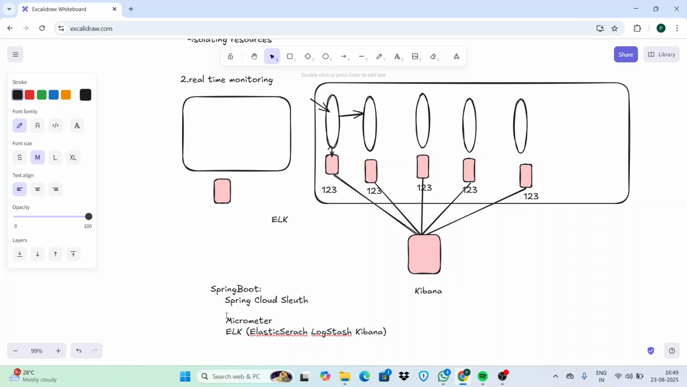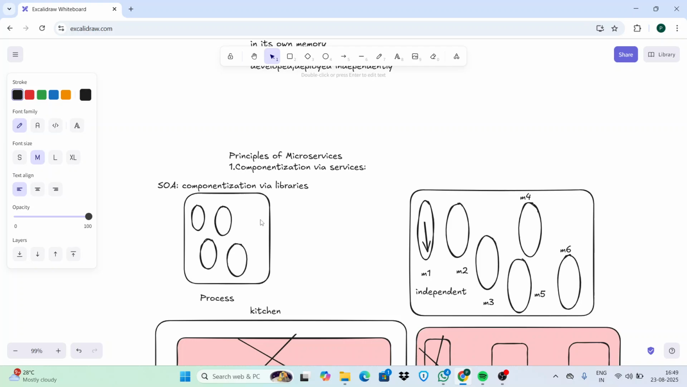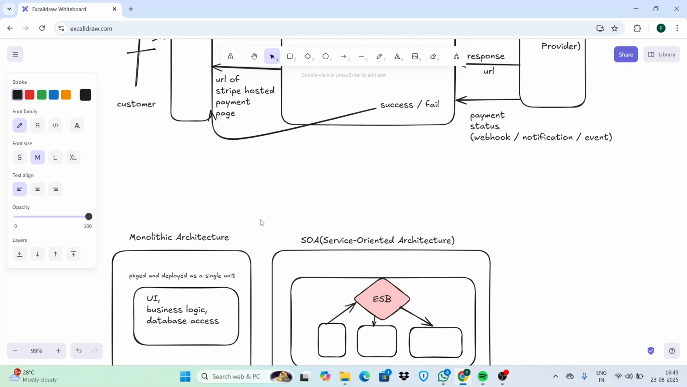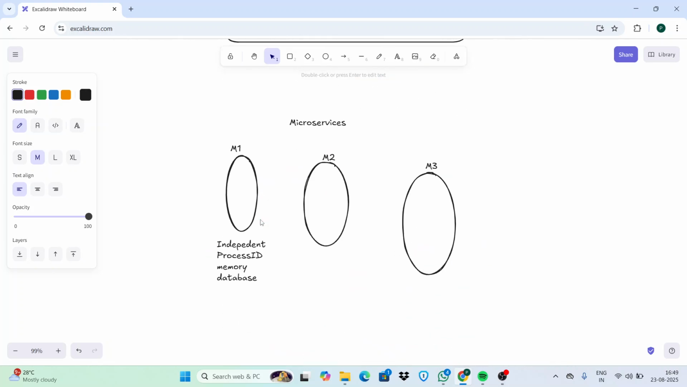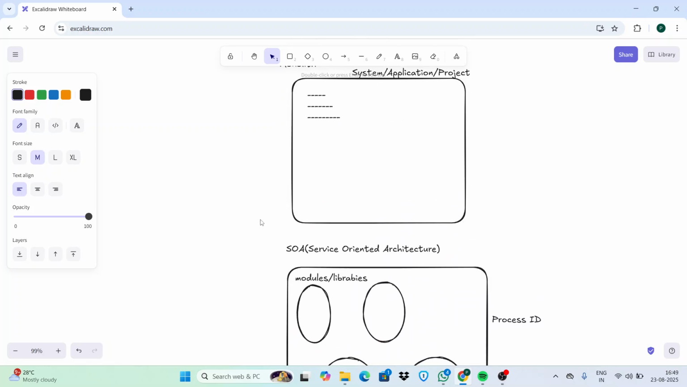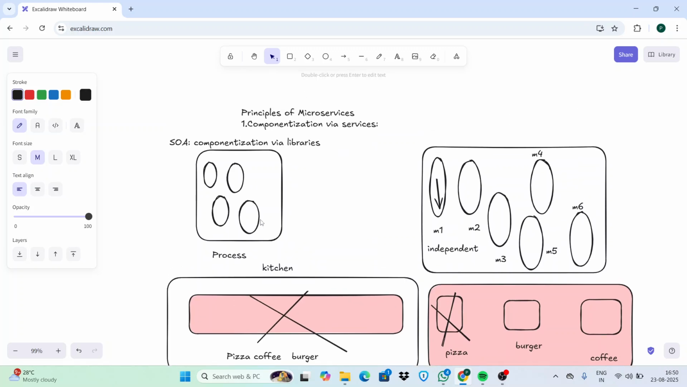So these are the four principles of microservices. There are a total of 9 principles available inside the Martin Fowler paper. I explained the first 4 principles of microservices in this video.